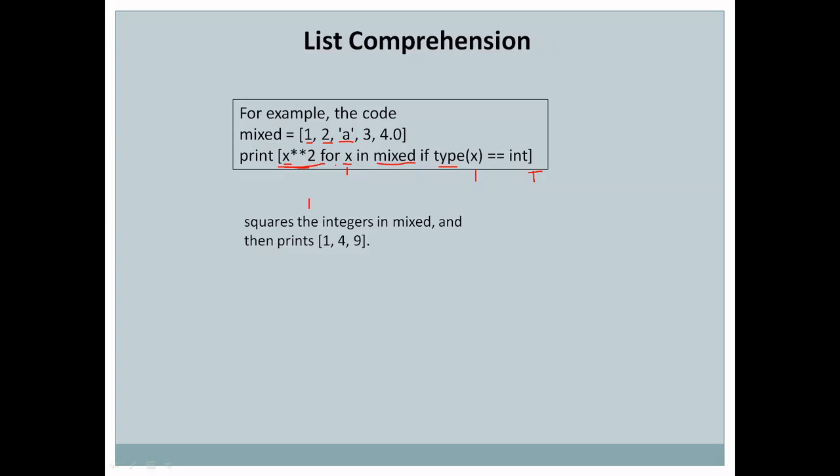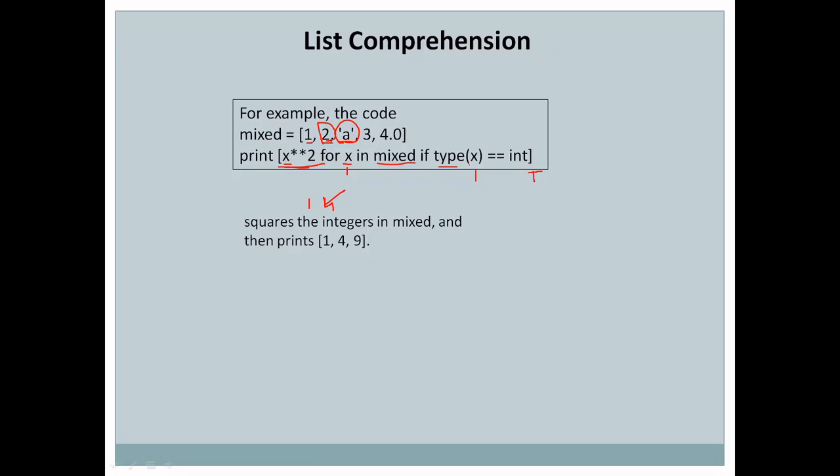Now the second time when this for loop repeats for x in mixed, the value 2 is assigned. And type of 2, yes, it is integer, again it is true. When it is true, the value of x is 2 raised to 2, that will become 4. So we have the second value, that is 4. Then the next time the loop repeats, the value stored in x is a.